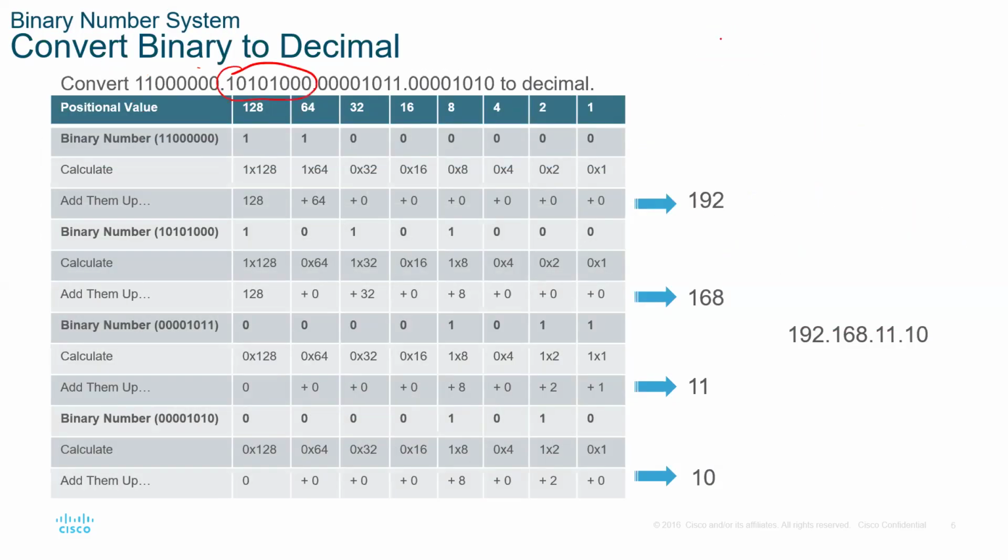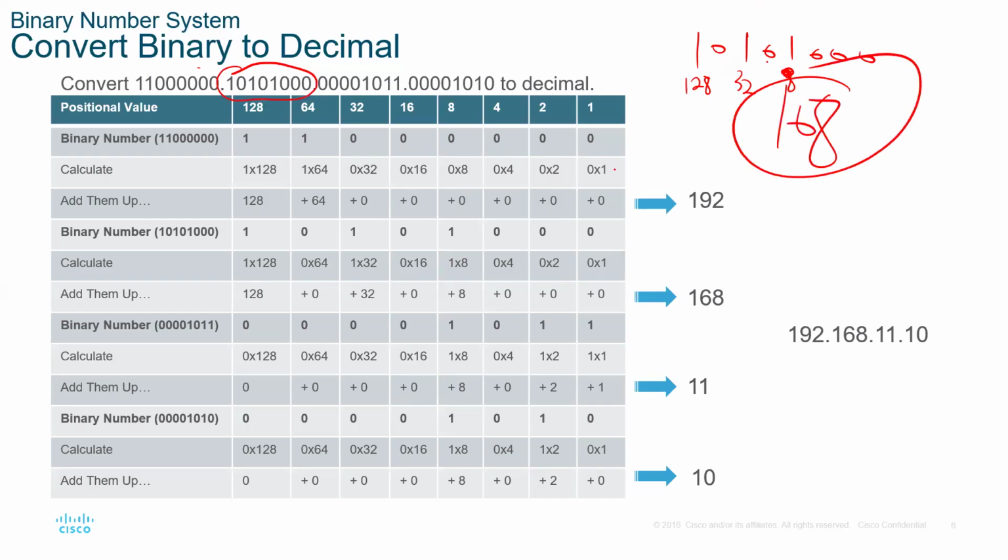Right. Let's try to convert that. So what we have is 1, 0, 1, 0, 1, 0, 0, 0. I know this one is 128, this one is 64. Because it's a 0, I'm not going to consider it. This is 32, this is 16, this is 8. So my value is 128 plus 32 plus 8, which is equal to 168, which is the same as calculated right there, 168.